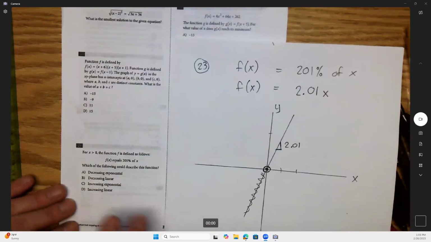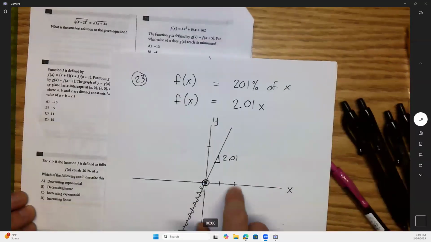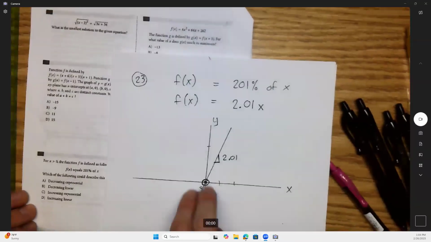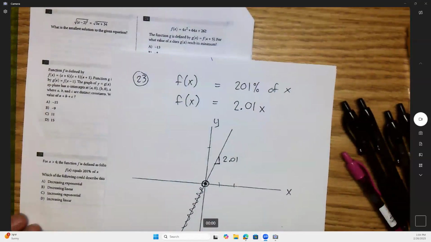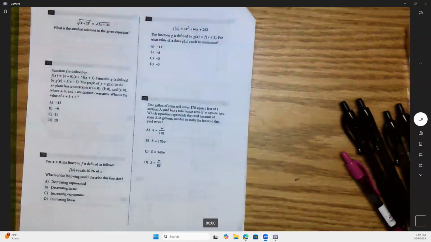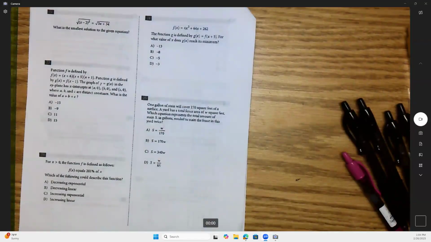D, increasing linear. You see that? The more x is, the more y is. That's increasing, like if left to right, you're walking uphill, and it's linear. That's it. All right, go down to 23. You ready for 24?